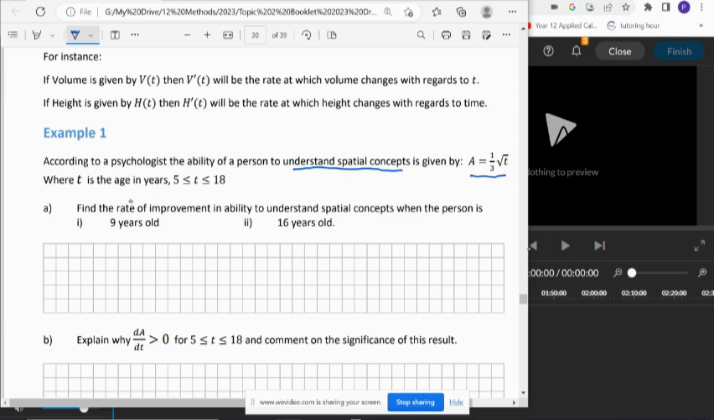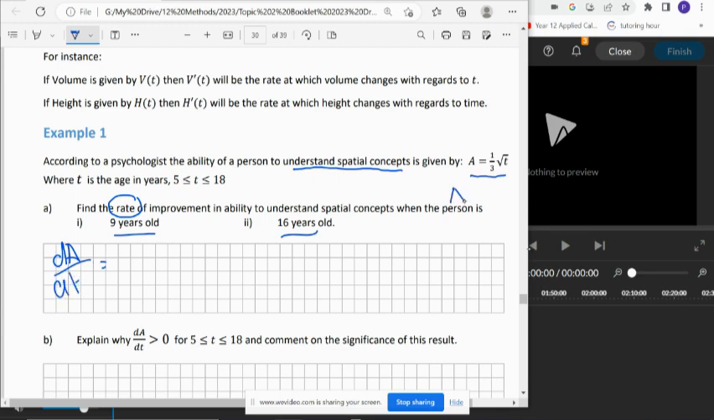And the key when we do rates is you need to spot the keyword. You might be just subbing in values, but you need to realize you're looking at the rate. So we can't sub into the original function 9 or 16. What we first have to do is find the rate. So the rate is just dA dt.